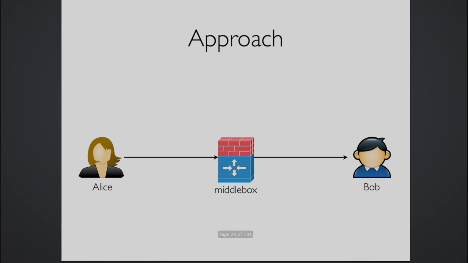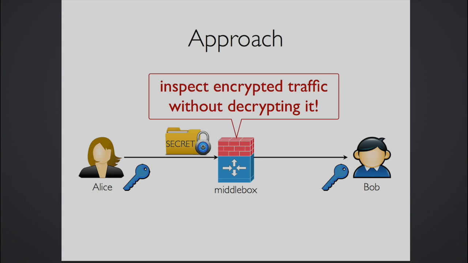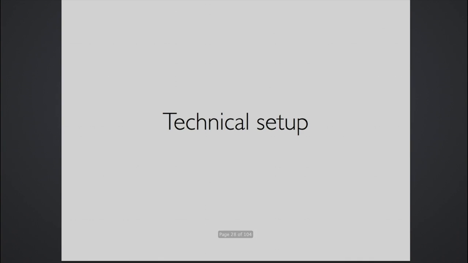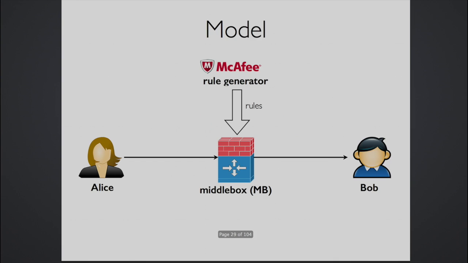And the approach is the following. Alice and Bob share a key with each other and send encrypted traffic. The middle box no longer has fake certificates. Now, we want to enable the middle box to inspect the encrypted traffic, so to actually work over the encrypted traffic without decrypting it. Okay? So let me say how we could do that. How is that possible?